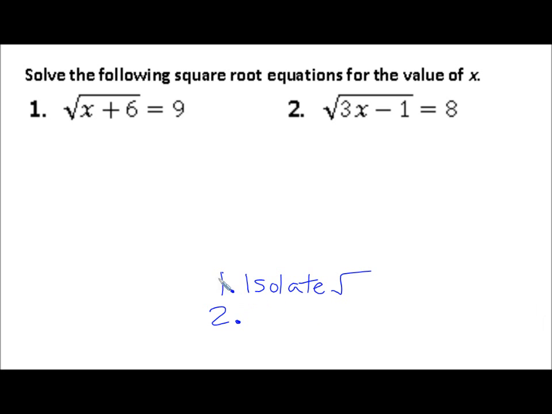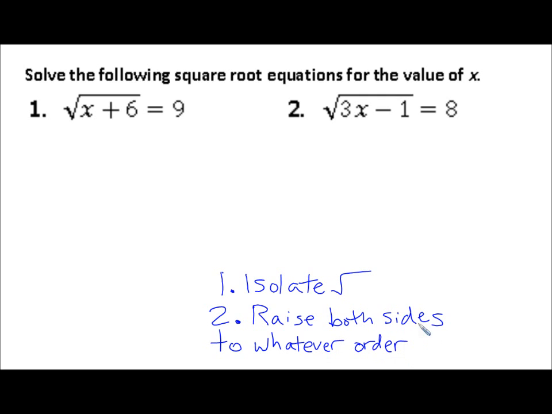After the radical is isolated, to cancel a regular old square root, you can just raise both sides of your equation to the second power. To cancel out a cube root, you can raise both sides to that power. So I'm going to say raise both sides to whatever order, or sometimes I say whatever index, your radical is.